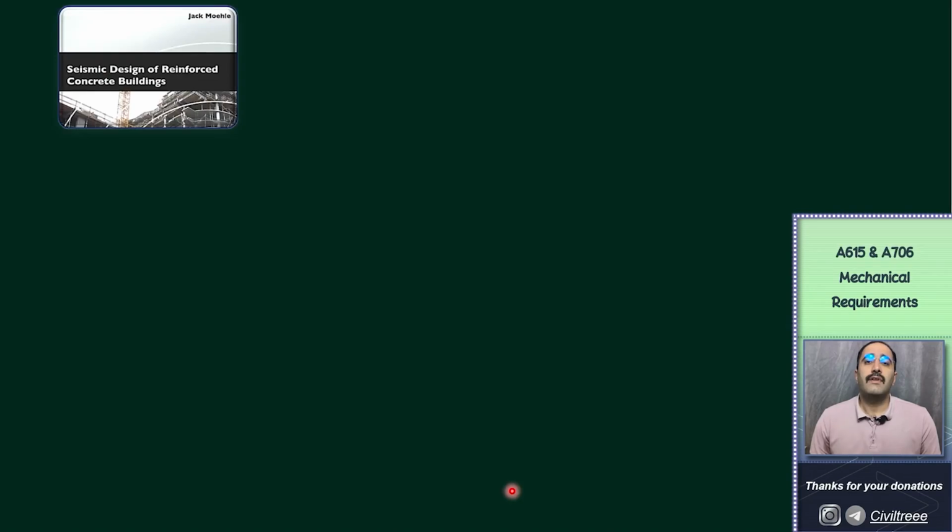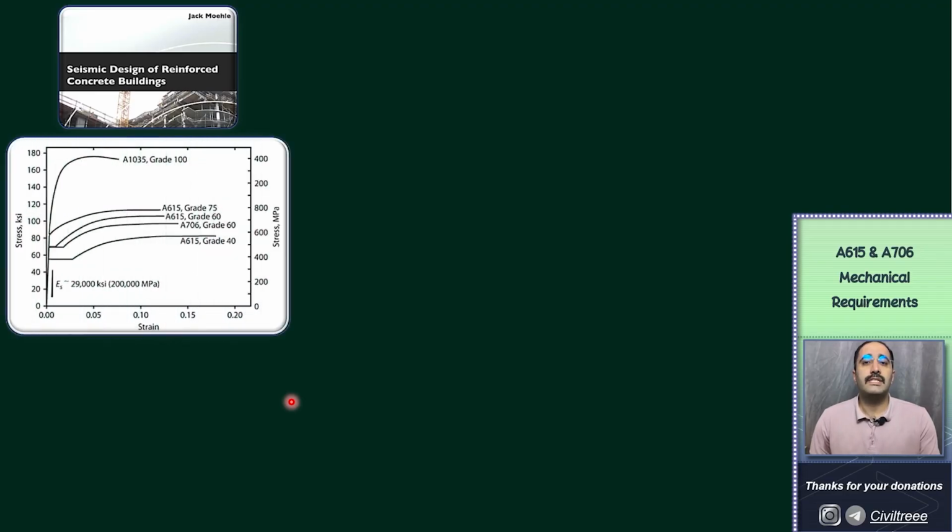In this slide, we will discuss the tensile property requirements for ASTM A615 and ASTM A706 according to the tables we have in ACI 18.2.5. But before that, I'd like to draw your attention to this diagram from Dr. Jack Moehle's book. In this diagram, we see that the yield strength has been plotted a little higher than what we expect in all grades for different rebar types.